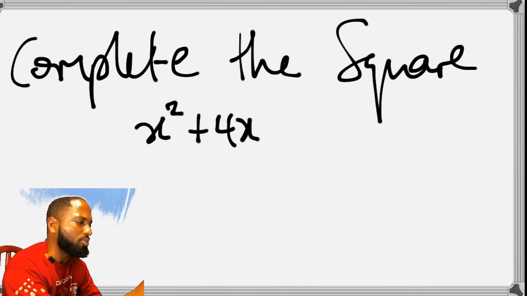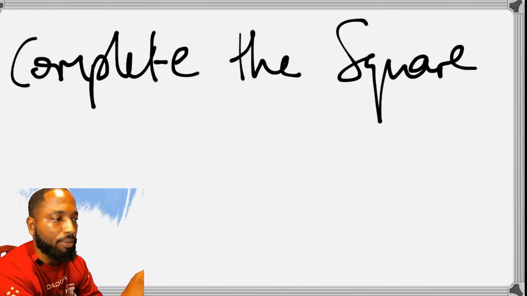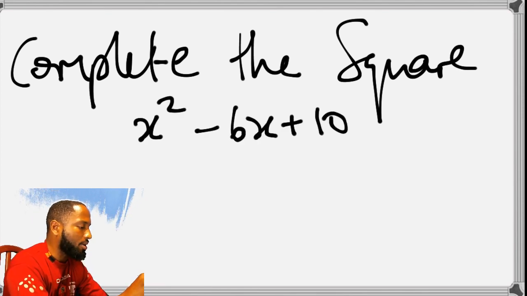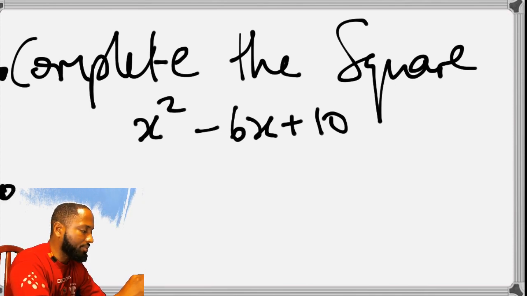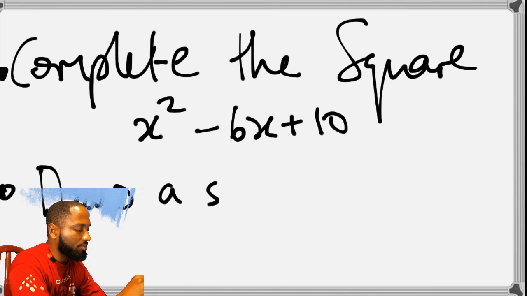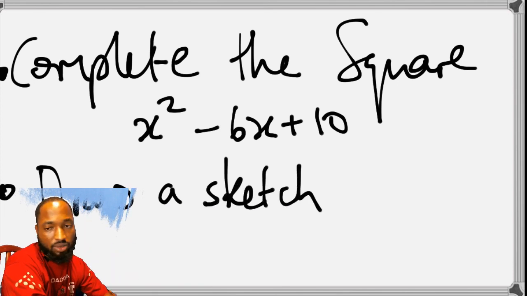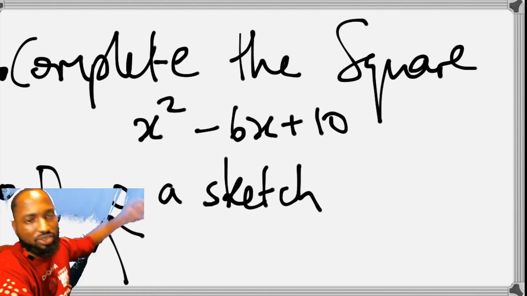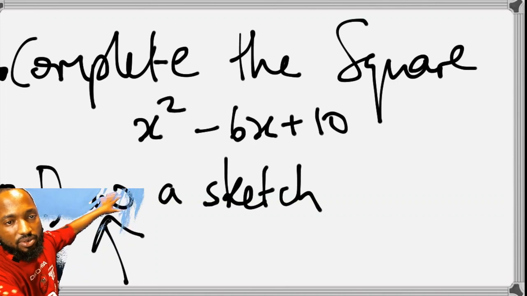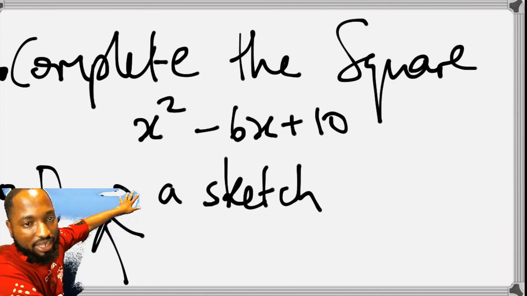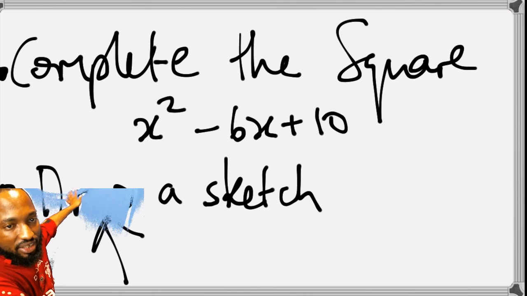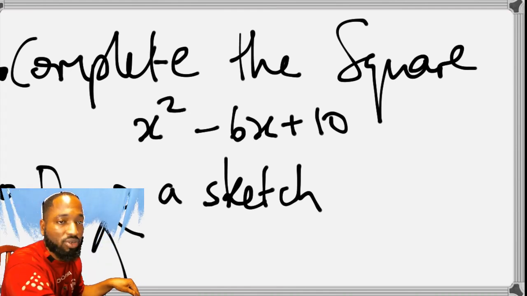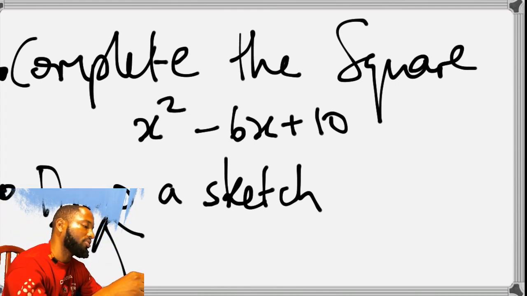I don't want to use that one since I already did it. Okay, my bad. x squared minus 6x plus 10. Complete the square. Then draw a sketch. Complete the square of that, then draw a sketch.